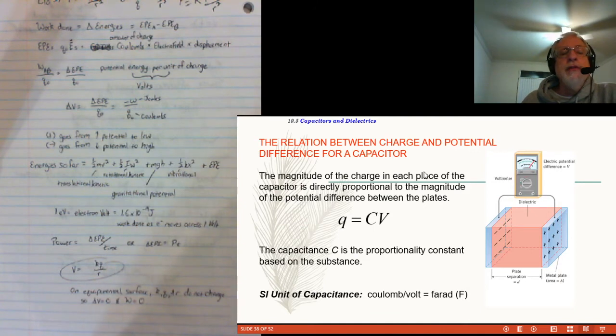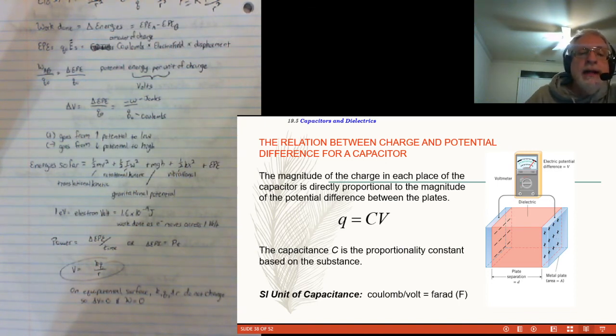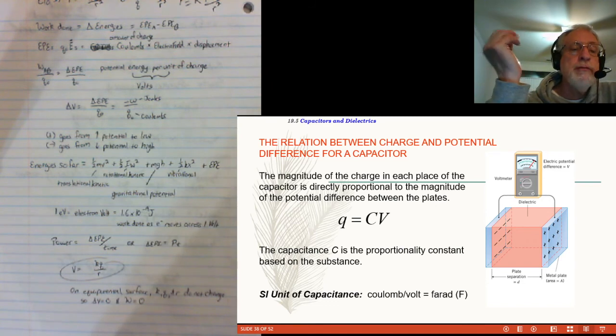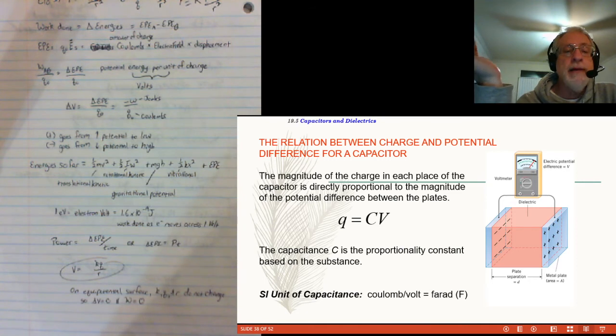Now, the magnitude of the charge on each plate of the capacitor is directly proportional to the magnitude of the potential difference between the plates. So if I have two plates, we get this thing called capacitance. Really the units explain it: how much coulombic charge you have per volt of potential difference. And we call that a farad, after Faraday.